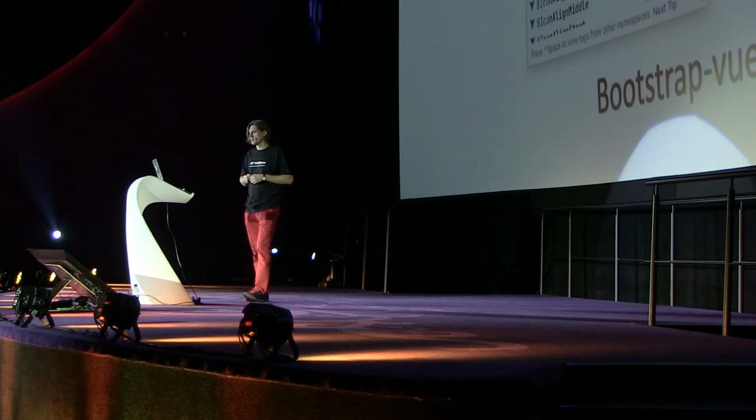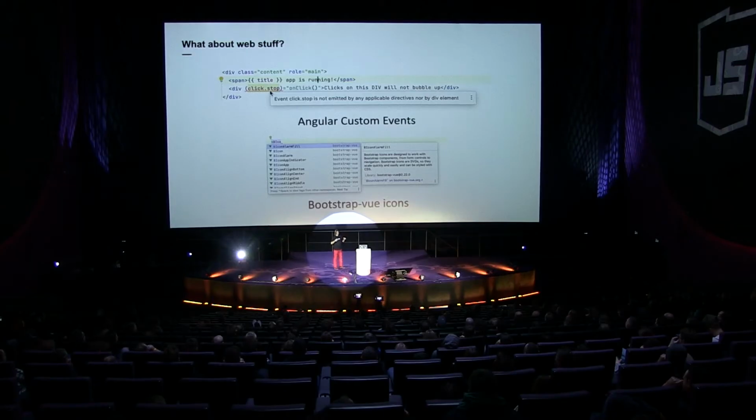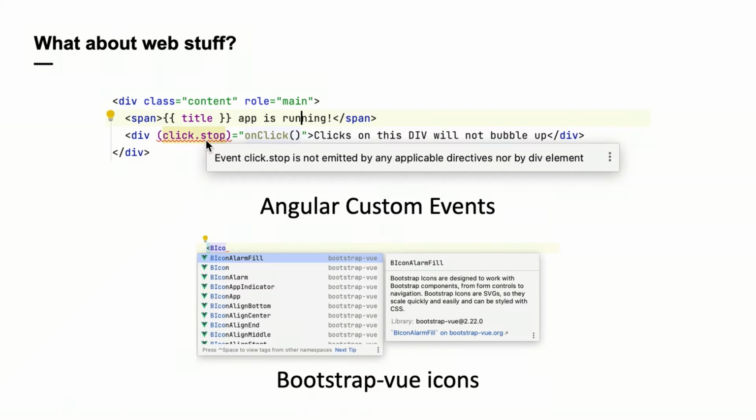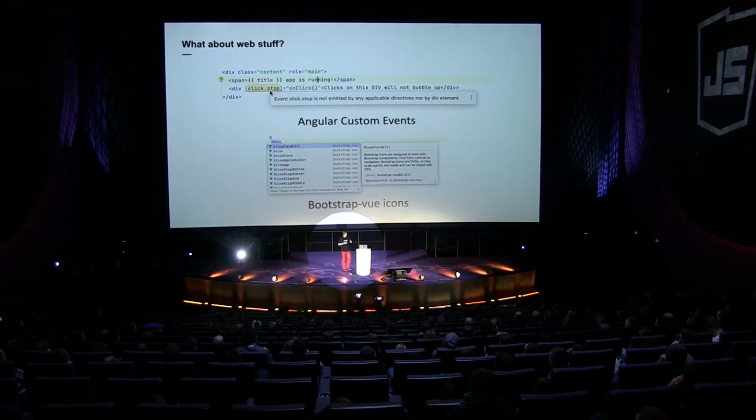And then there are things like Angular custom events, when you have your own Angular event manager and you do some custom stuff. Even in a supported framework like Angular or Vue, there are still some places where the experience could be really improved. Here is an example of Bootstrap Vue with their icons, which are just polluting code completion. There are a lot of them, and you don't really know which to pick.